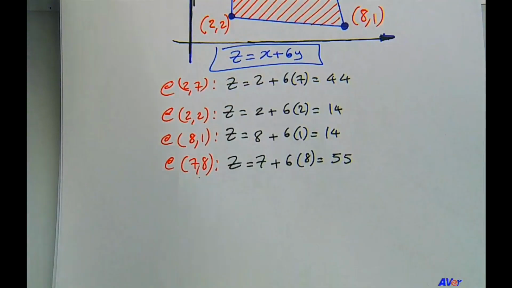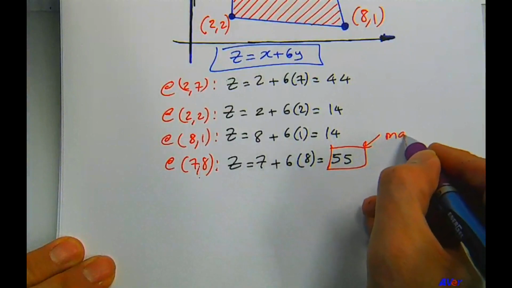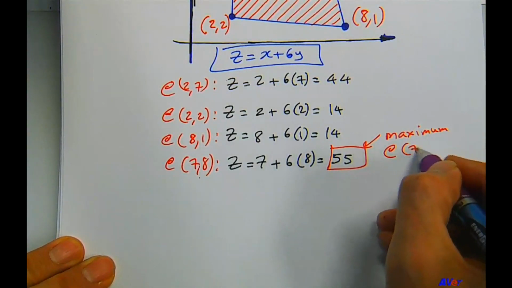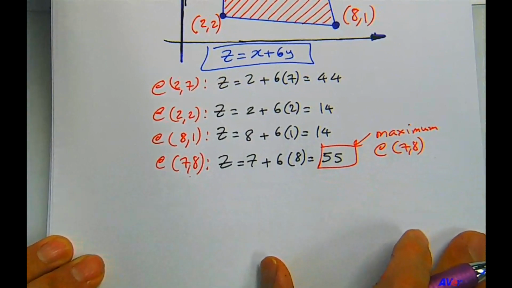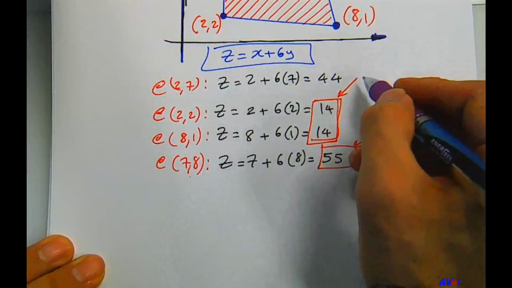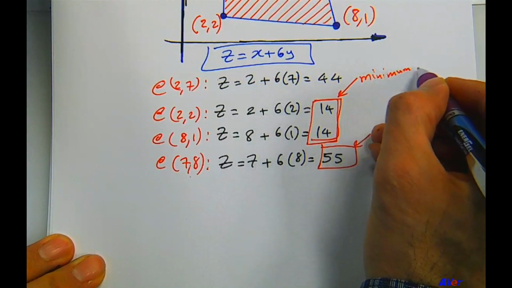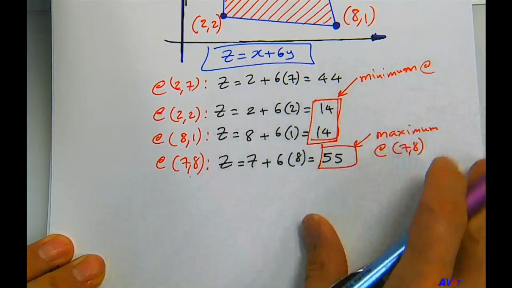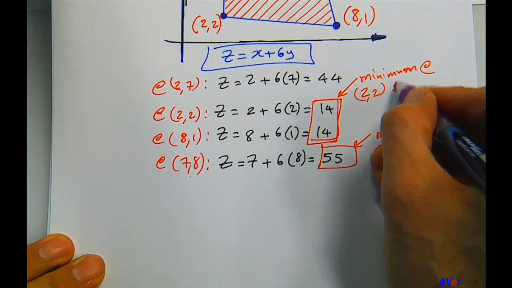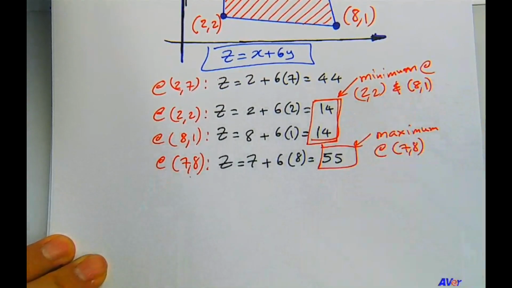Okay, so in this case, we have a maximum, right, at 7 comma 8, and we have a minimum at 2 points, which is okay. This sometimes can happen. So minimum at 2 comma 2 and 8 comma 1.